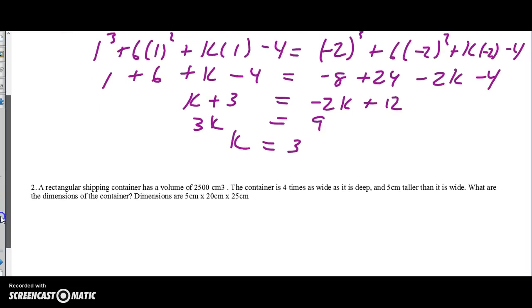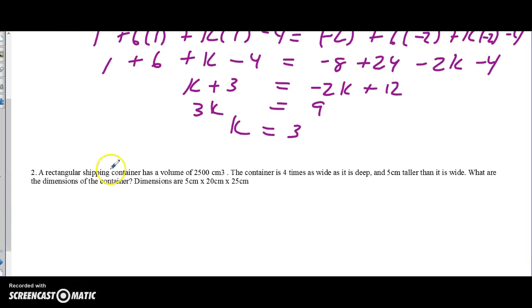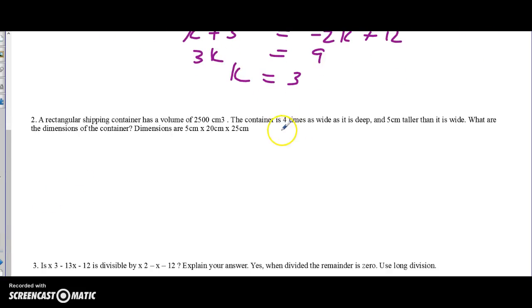All right, next up, rectangular shipping container. This one's a good question. Some wording issues here. When we're talking about a container, it's a shipping container, and it's rectangular, a rectangular base prism, and it has this cubic volume. Now we talk about length and width and height, but they use the terms width, depth, and taller. That's not a big deal. We just have to be careful when we set things up, so we don't mess anything up.